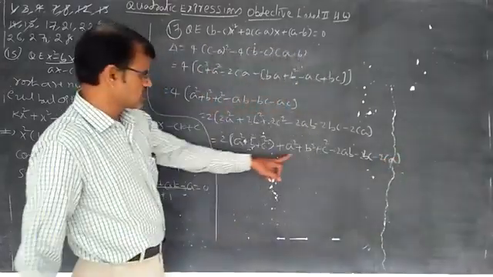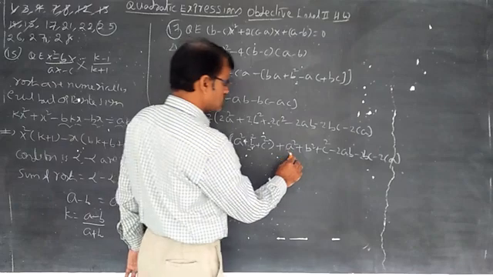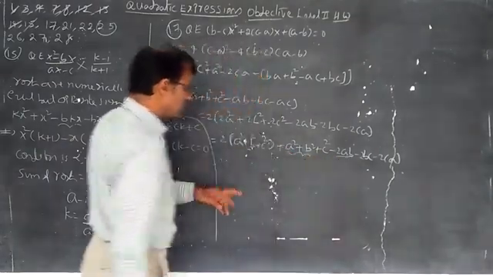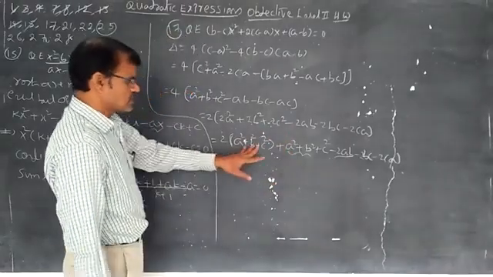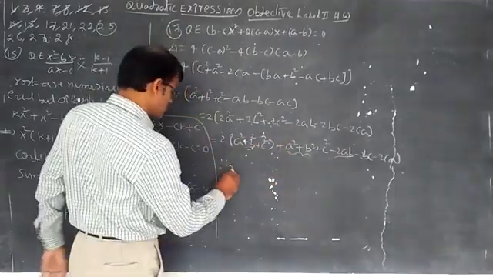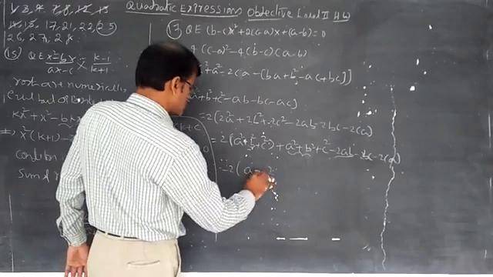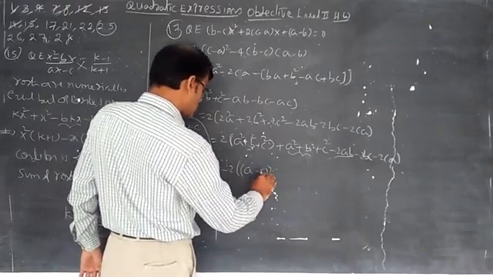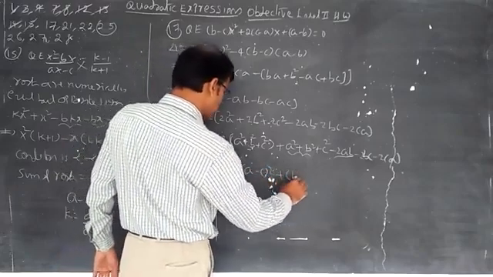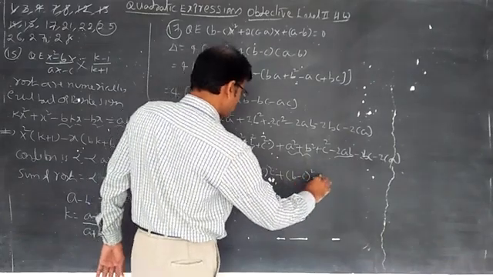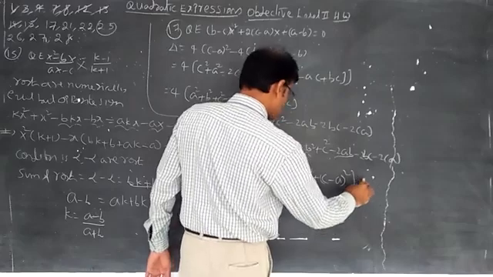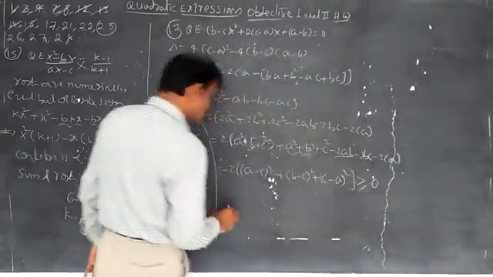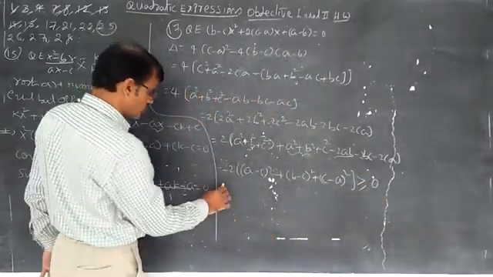So a² + b² − 2ab becomes a perfect square, and b² + c² − 2bc becomes a perfect square, and c² + a² − 2ca becomes another perfect square. So you can write 2 into (a − b)² + (b − c)² + (c − a)². We know that every square is greater than or equal to 0.